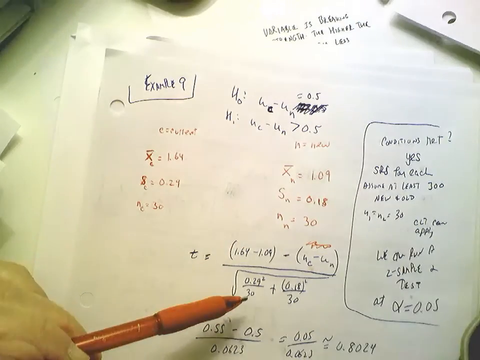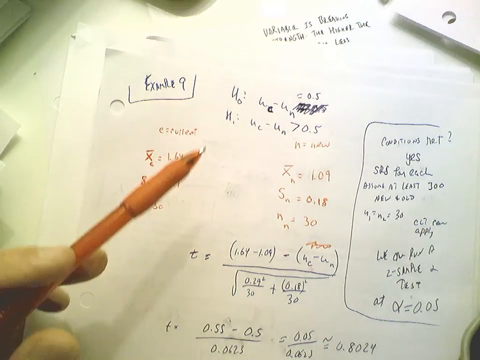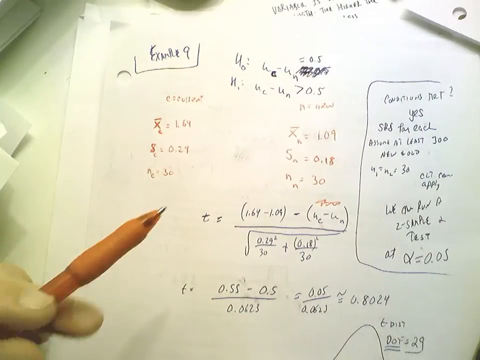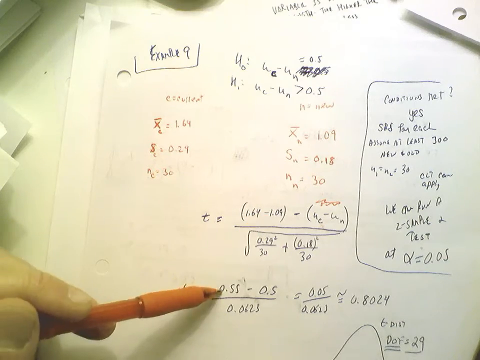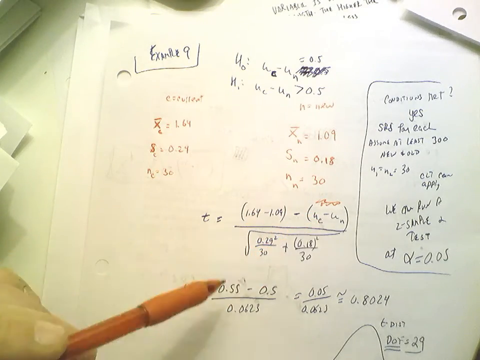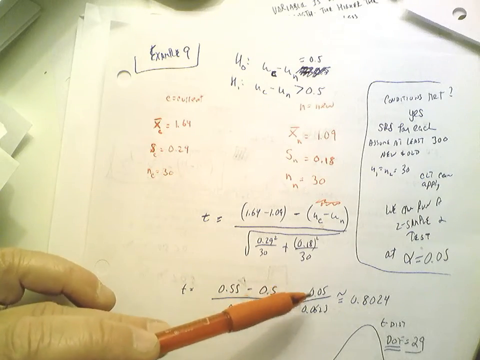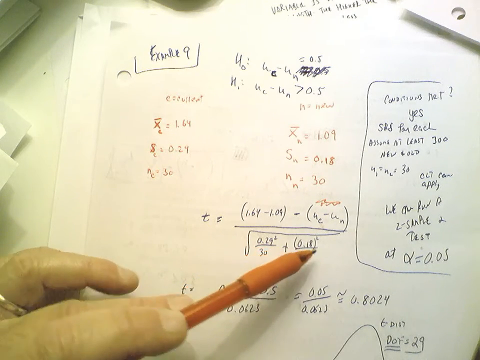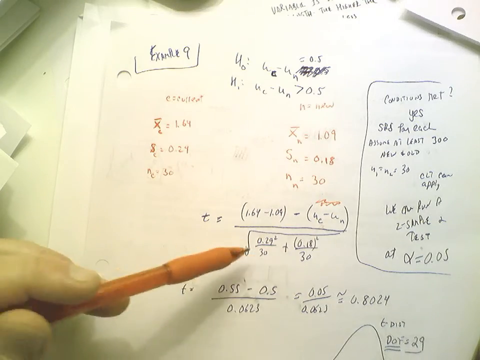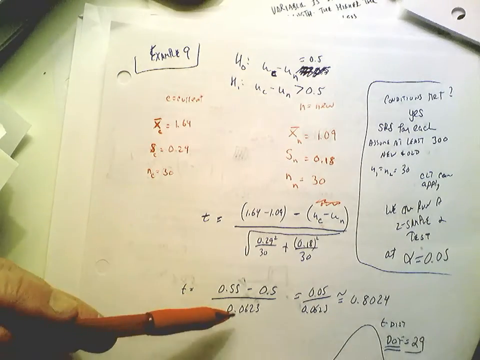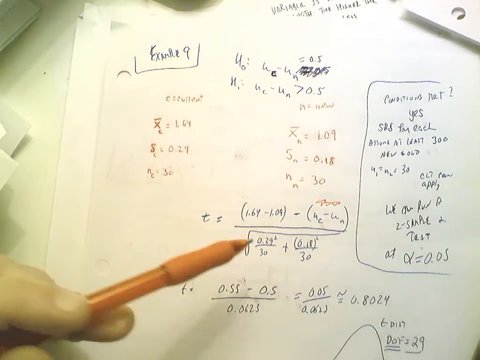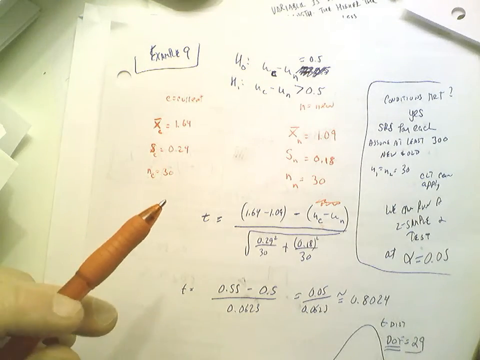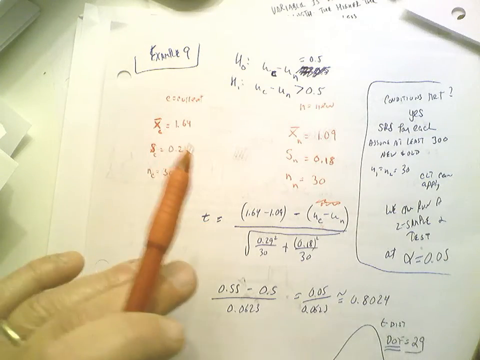You can see I got my standard error again, 0.29 squared over 30, plus 0.18 squared over 30, all the square root of that. And what will I wind up with? Well, 1.64 minus 1.09, 0.55. We already talked about this part being the 0.5. My numerator becomes 0.05. And when I add the variances together and take the square root of said variances of the sample means, I wind up with a value of 0.0623 down here. Run those numbers, numerator divided by denominator, and I'll come up with a t-value of 0.8024 after some rounding.